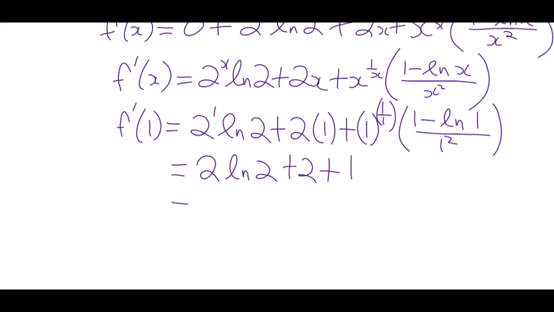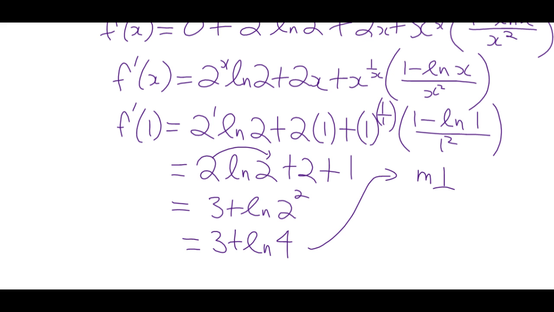Plus 1. Okay, so what do we got? So we'll get 3 plus 2 ln 2, which is 3 plus ln 4, right? Oh, you could bring the exponent back up. So if they come down, they can go back up. The slope perpendicular is the negative reciprocal of that, so it's just negative 1 over 3 plus ln 4. And then now we're done, right? We got the perpendicular slope.